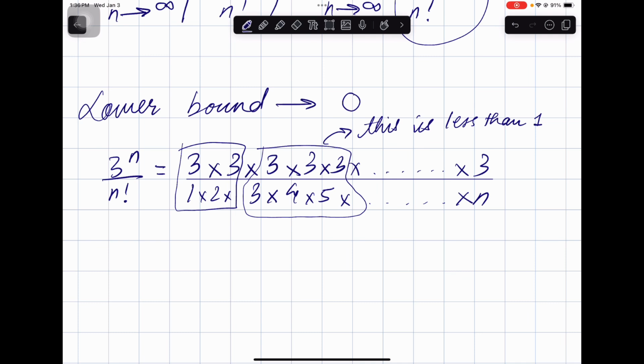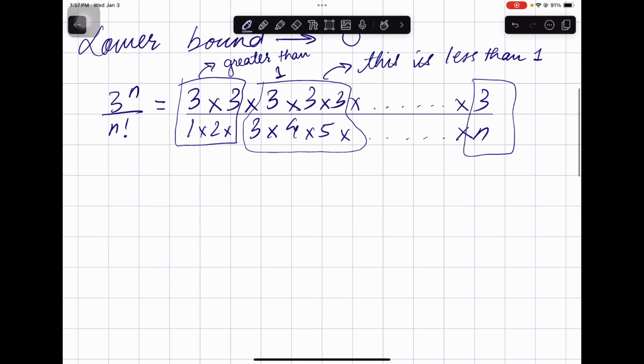Whoa, how was I tripping? 9 is obviously greater than 2, so this is greater than 1. And obviously, let's keep 3 to the power n as it is. So this is an important step. Stay with me on this one.